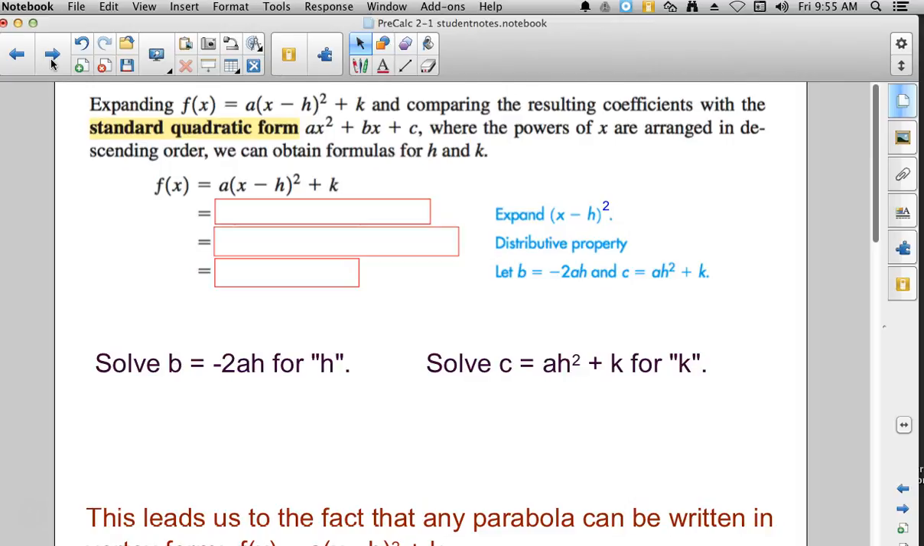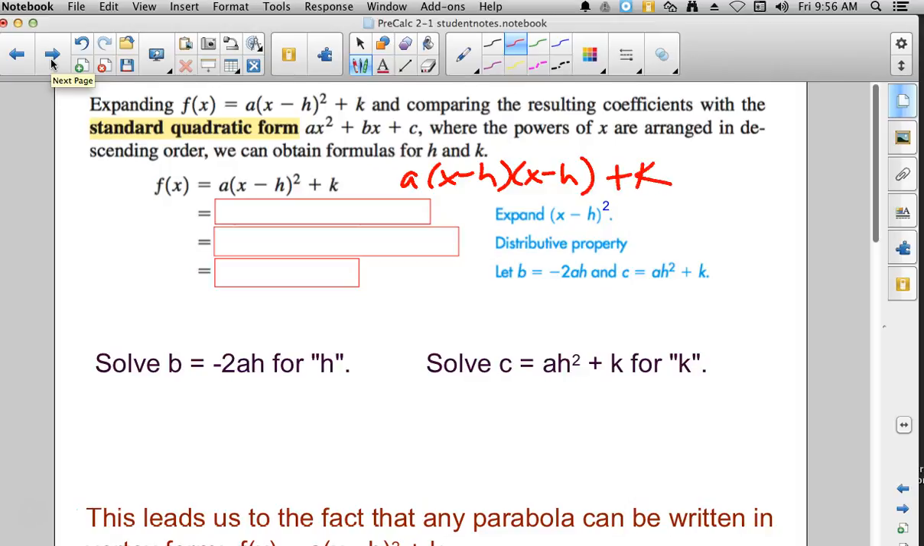a x squared plus b x plus c, where the powers of x are arranged in descending order. Remember, that's standard form. We can obtain formulas for h and k. We're not going to use this. I mean, we just aren't. The book uses this, so I want to make sure that you understand how to do this. But the algebra behind completing the square is what you need when you get to calculus. It's not that you complete the square every day in calculus, but it's the difficulty level of the algebra that you need. So if we have f of x equals a times the quantity x minus h squared plus k, we would have to do this obnoxious bit of math to get this to work.